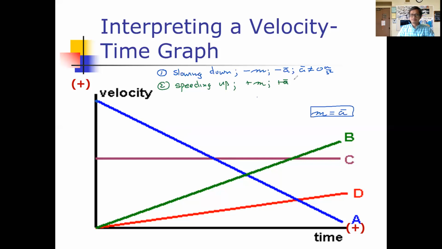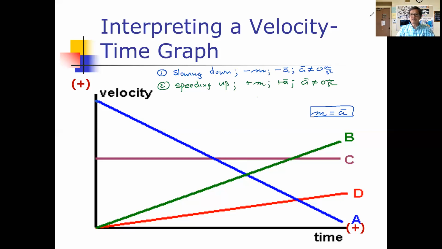The same thing holds true for object number 2, for object B. We have an acceleration that is also not equal to 0. It is constant. It doesn't change. And we'll talk about changing acceleration in just a moment. The acceleration is constant. It just doesn't change, which means the object continues to speed up, as opposed to this object, which continues to slow down.